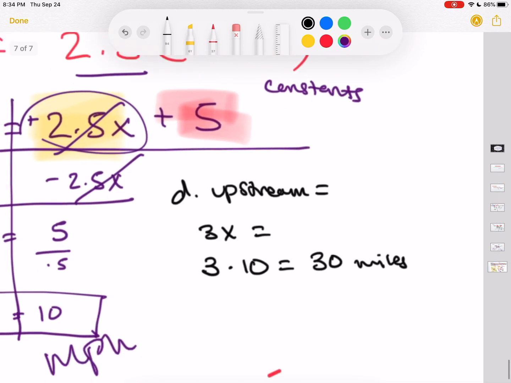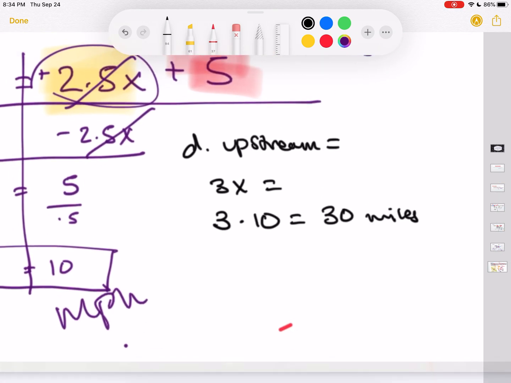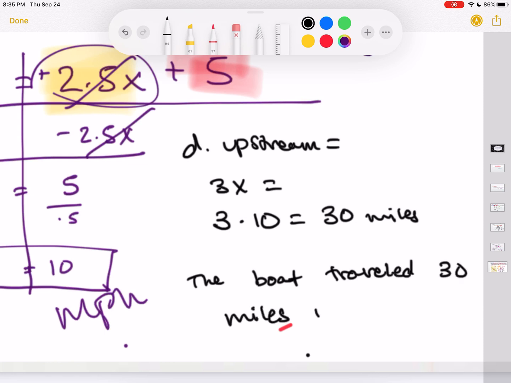Now let's put this into a final statement. The boat traveled 30 miles upstream.